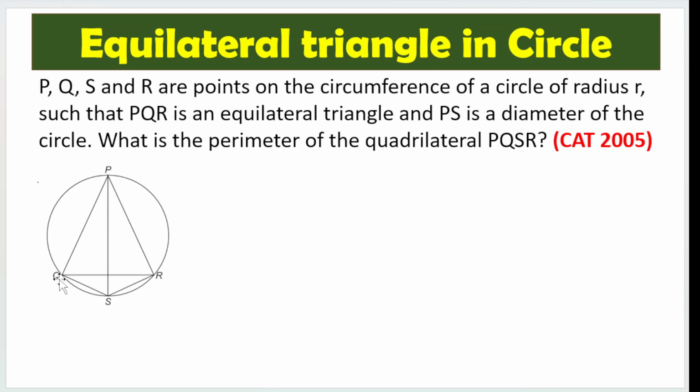PQR is an equilateral triangle and PS is the diameter. Then what is the perimeter of the quadrilateral PQRS? Obviously, we should derive the perimeter in terms of R.